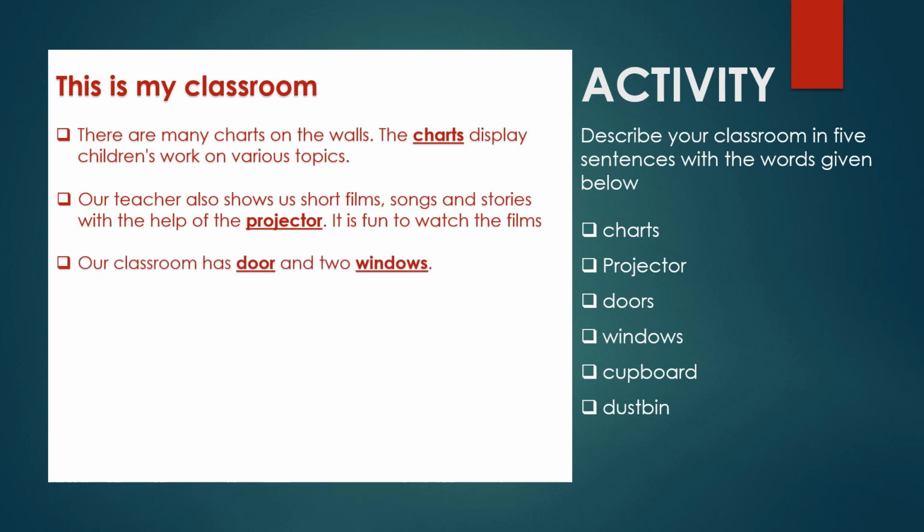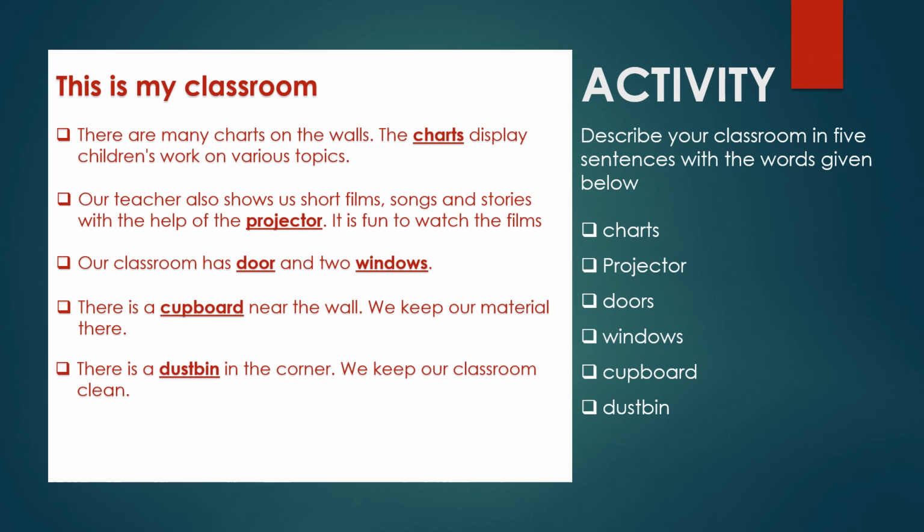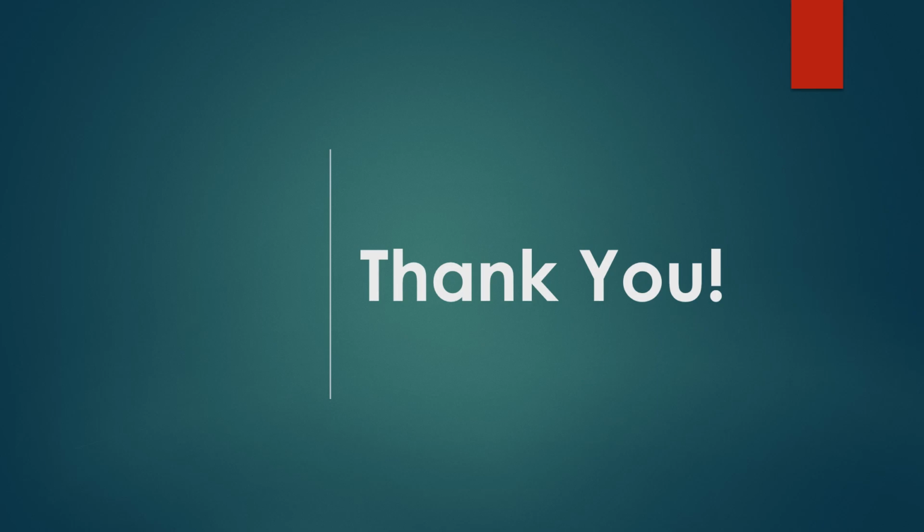Next is doors. Our classroom has a door and two windows. So in my classroom, there is a door and two windows. There is a cupboard near the wall and we keep our material there. Then there is a dustbin. There is a dustbin in the corner. We keep our classroom clean. We have learned today how to read the sentences aloud with the help of the pictures of our classroom.